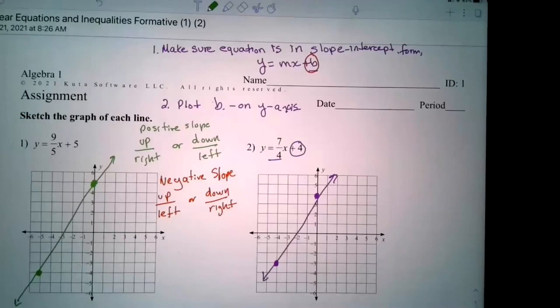Why do I have 20 messages? How did I get 9? Right here. That's my top number. So that's why I went down 9 into the left 5.